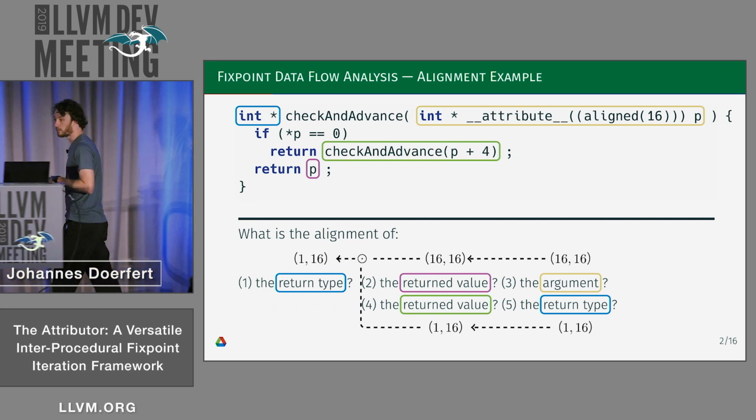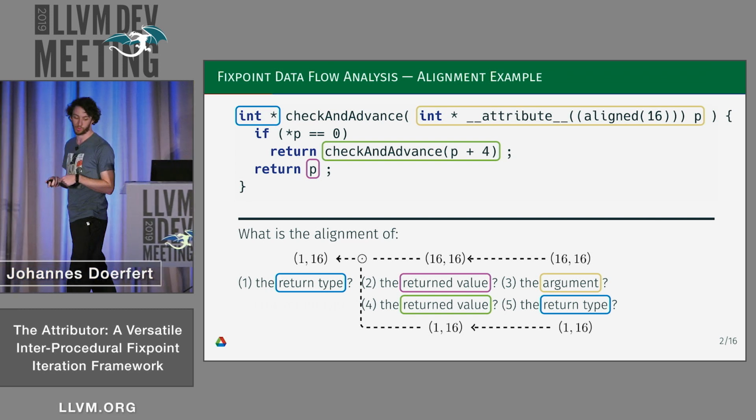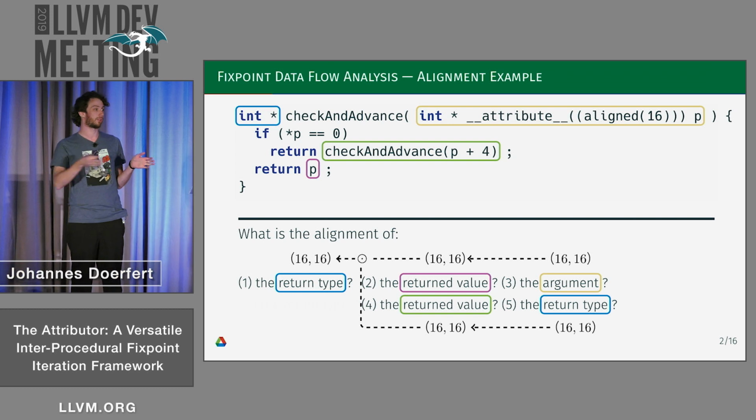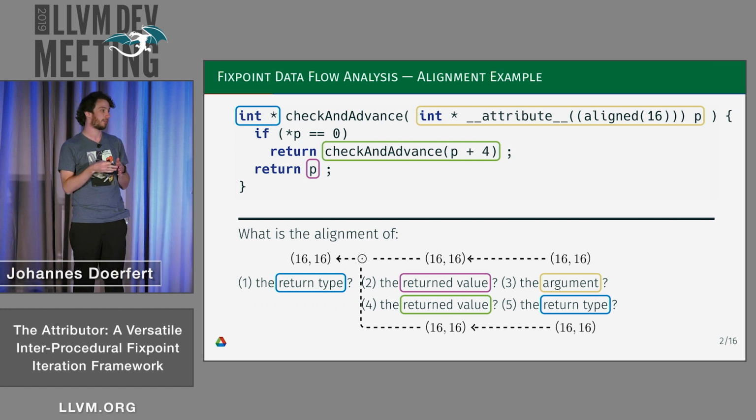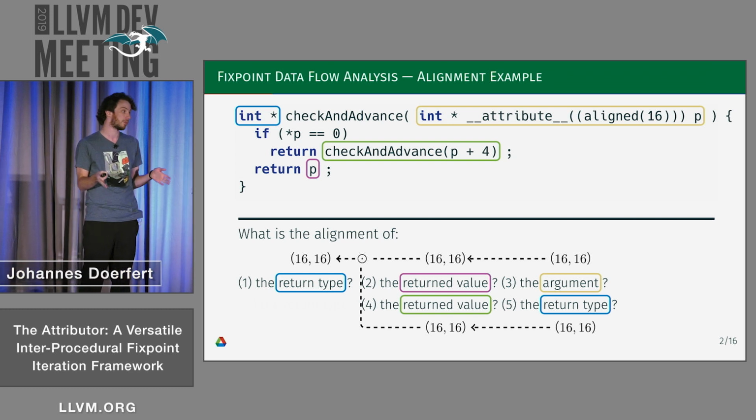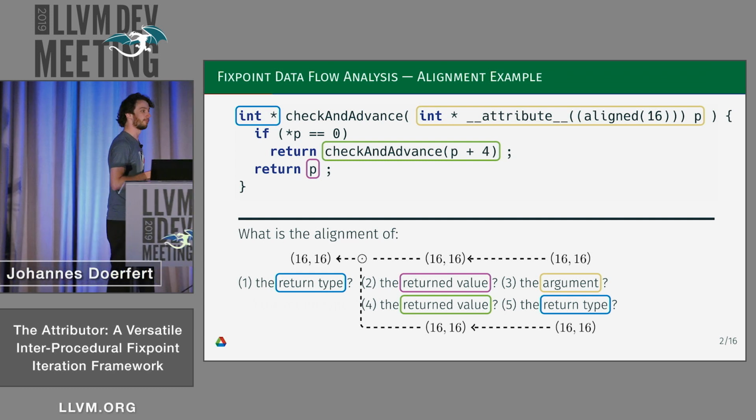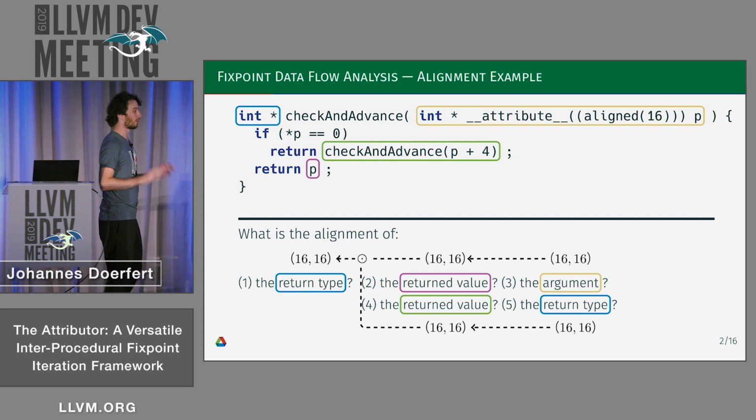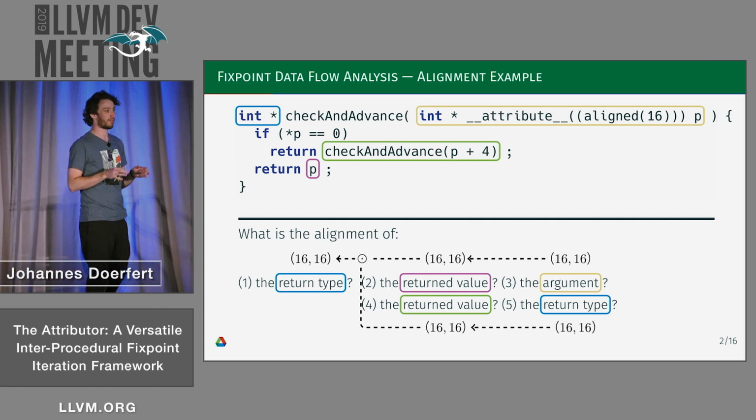This is where it is. So actually, because nothing changes anymore, we can now move the known value to the assumed. So we can now say, okay, everything has alignment 16, which is true, and that is what we do conceptually in the Attributor all over the place, with a lot of things at the same time.